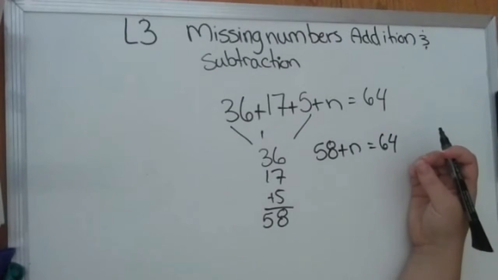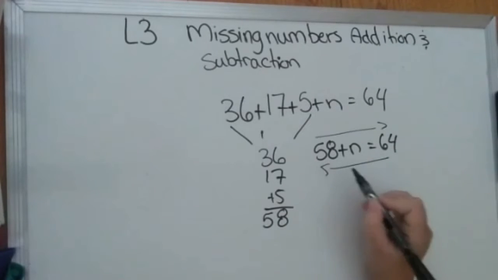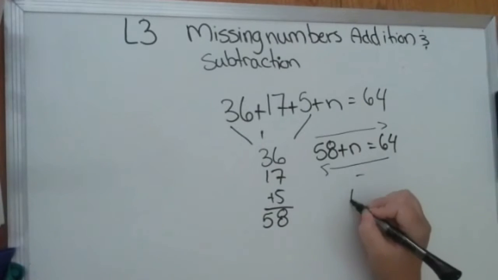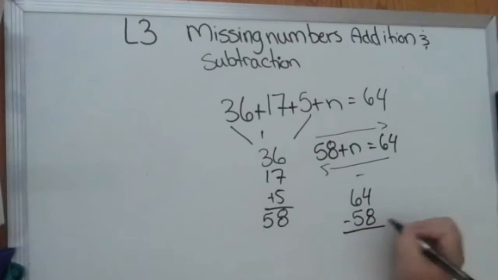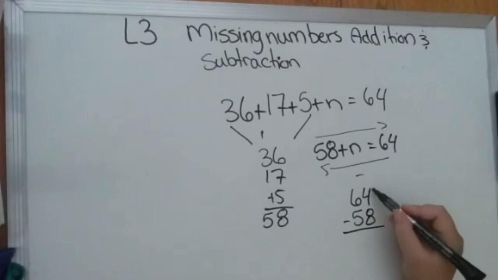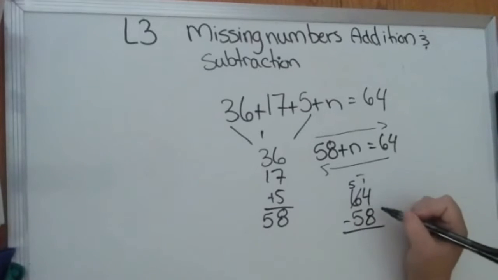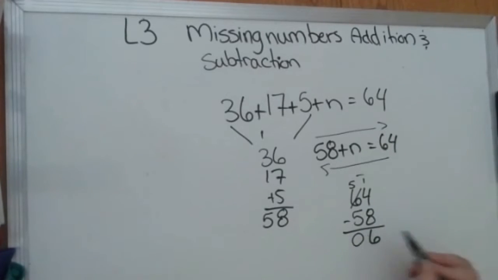Now I can do my subtraction, because going this way is addition, going this way is going to be subtraction. So again, we start with our biggest number. It's going to be 64, subtract 58. I can't take 8 away from 4, so I'm going to regroup. 14 take away 8 is 6. 5 take away 5 is 0, which means n should be 6.